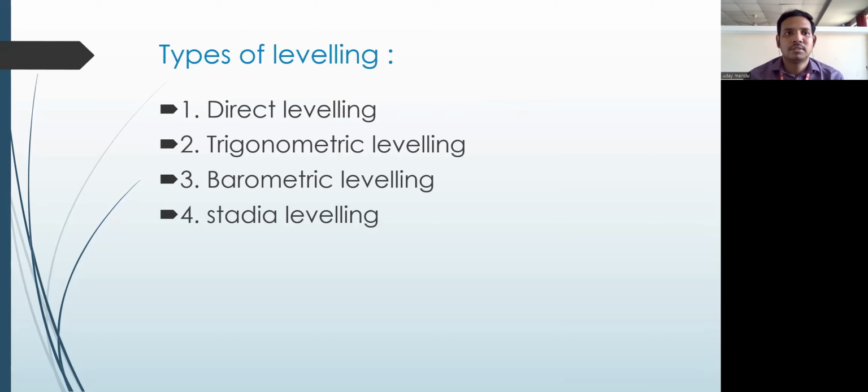Auto level also needs adjustments to be done, but not much more than the dumpy level, right? Okay. Now the next one is types of leveling. So how many types of leveling are there? As you see here, we have 4 different types of leveling.